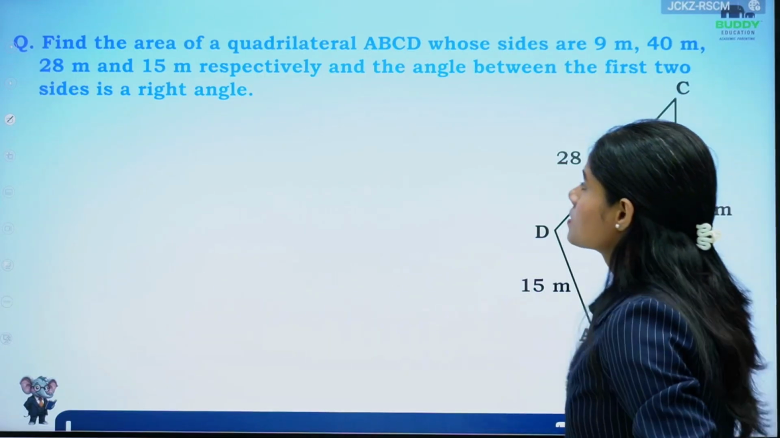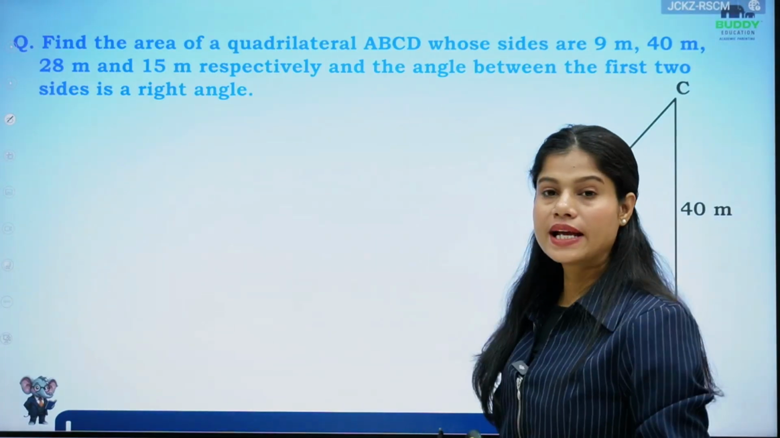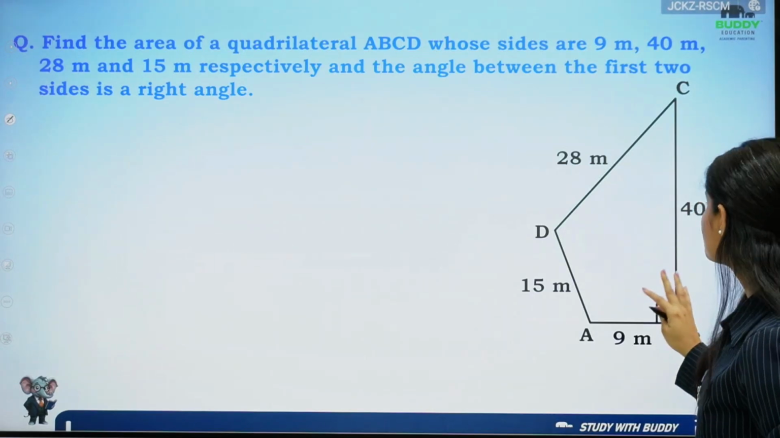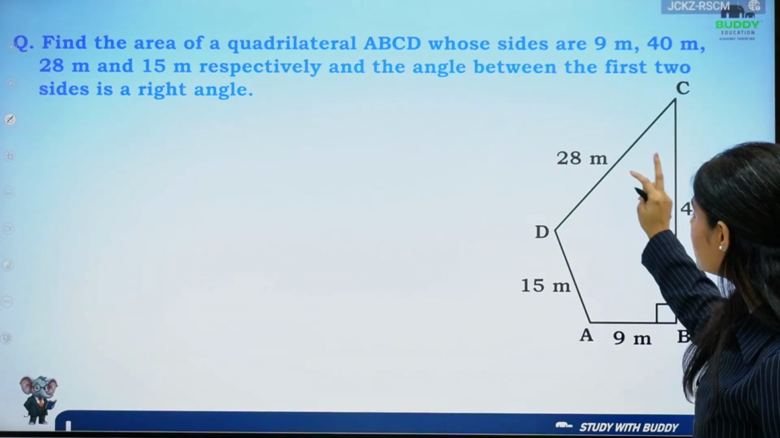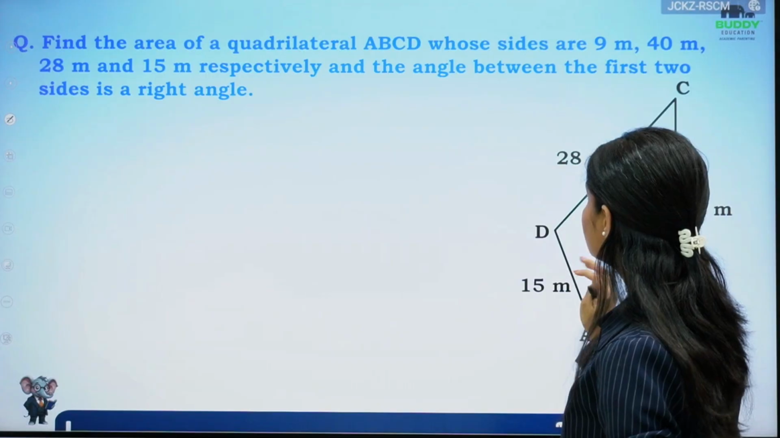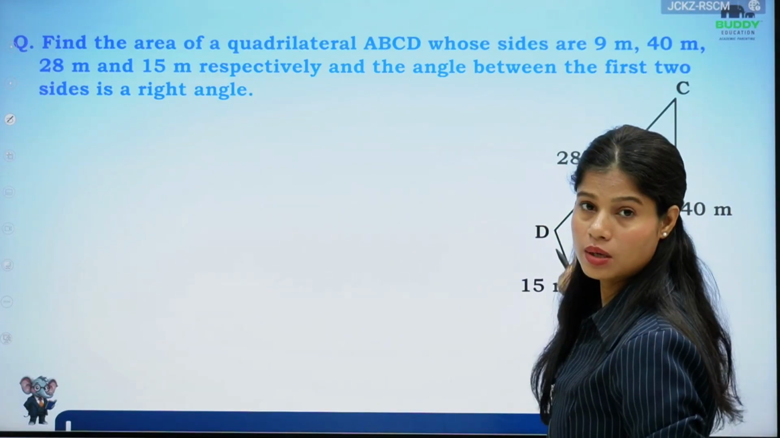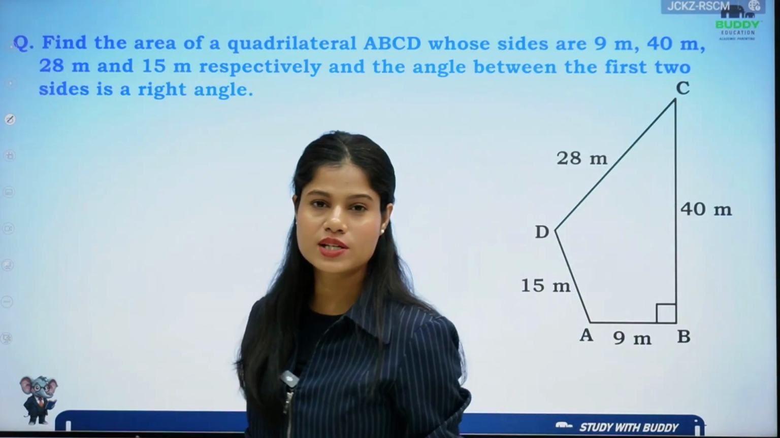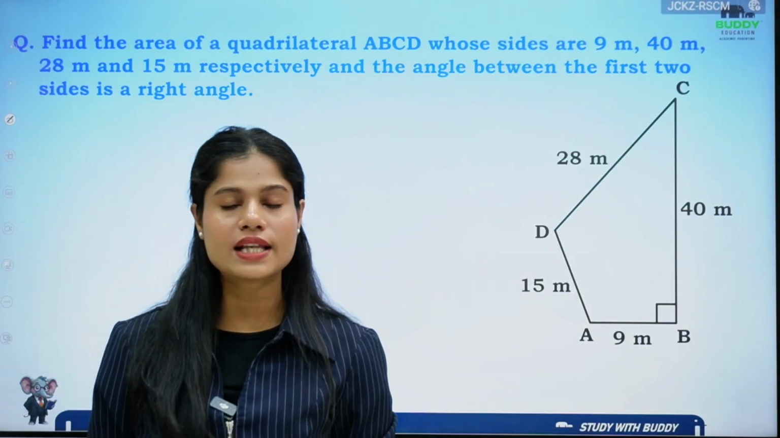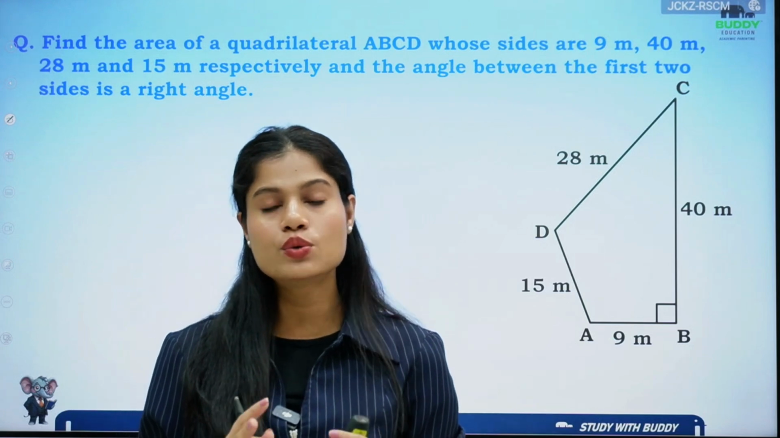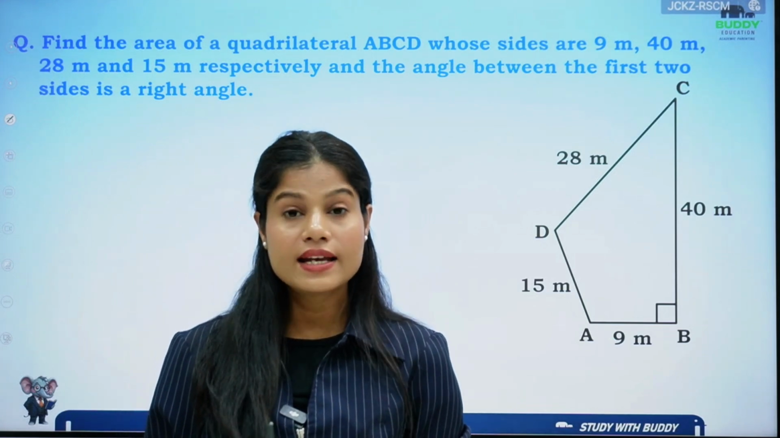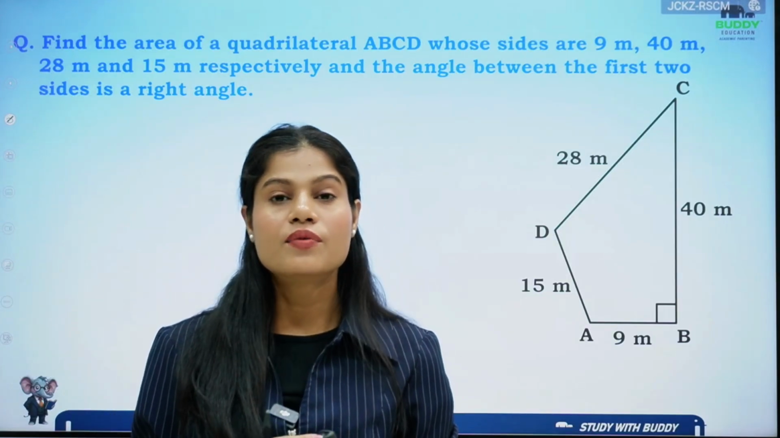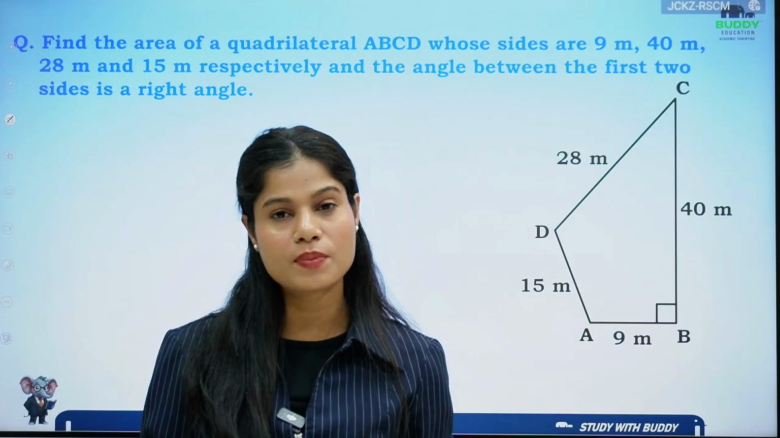All right. So the question is, find the area of quadrilateral ABCD whose sides are 9, 40, 28 and 15, and they are saying that the angle between the first two sides is a right angle. Which is a perfect situation for us, because whenever there is a right angle, we can use the Pythagoras theorem. And even to find the area of a triangle having one angle as 90 degrees, we can use the simple formula half base into height.